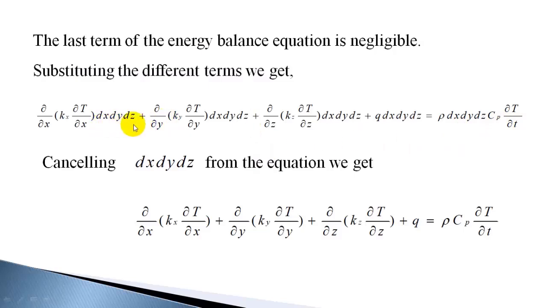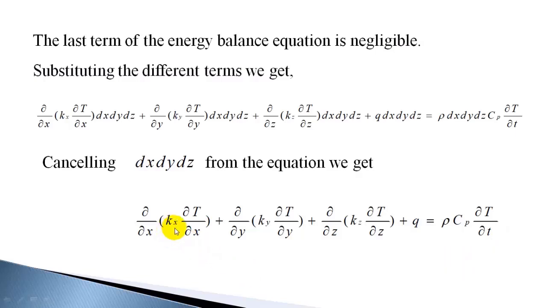Now you can see that dx dy dz is common in all these. So cancelling dx dy dz, you get ∂/∂x of kx ∂T/∂x, plus ∂/∂y of ky ∂T/∂y, plus ∂/∂z of kz ∂T/∂z, plus q is equal to rho Cp into ∂T/∂t.